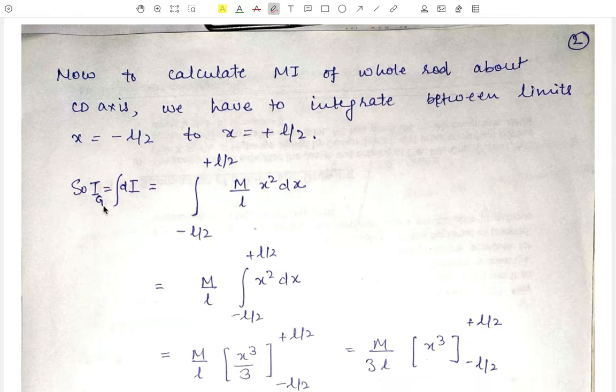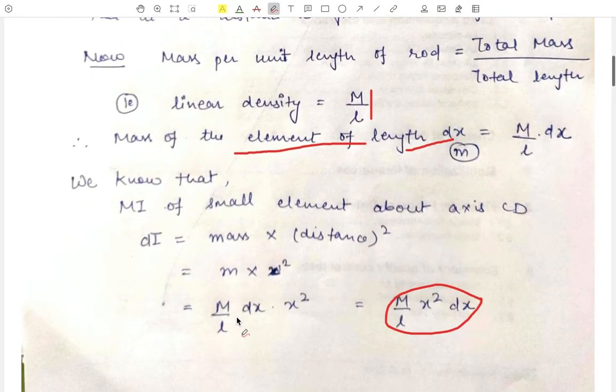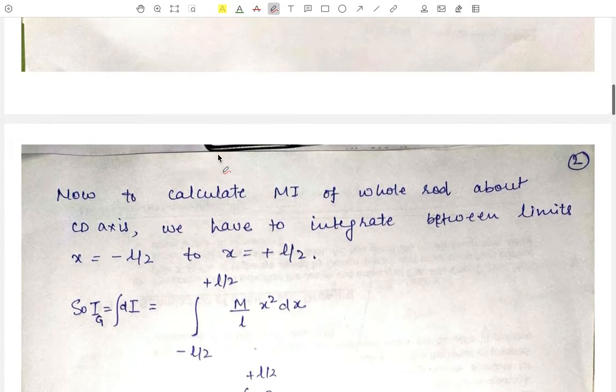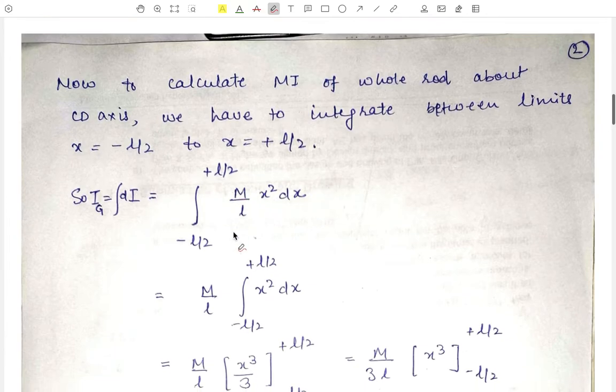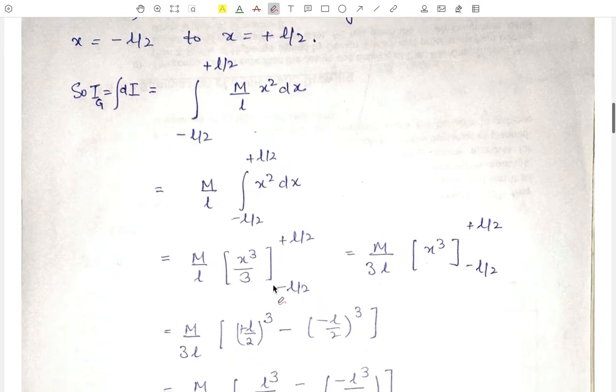Here G stands for the center of mass, that is, an axis passing through the center of mass of the rod. The total moment of inertia Ig will be equal to the integral from minus L by 2 to plus L by 2 of dI, where dI is m upon L x squared dx. M upon L is a constant, so we can take it out of the integration. So we have m upon L times the integral of x squared dx from minus L by 2 to L by 2. The integral of x squared is x cubed upon 3, with limits minus L by 2 to plus L by 2.